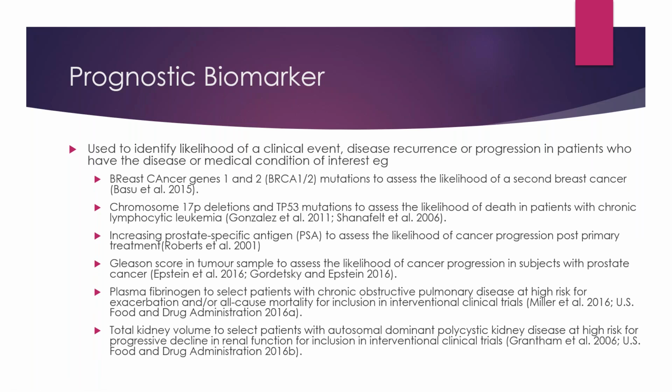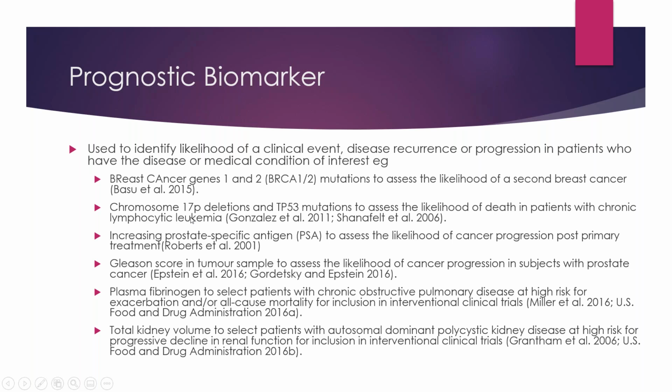Now, a prognostic biomarker is a marker which identifies the likelihood of a clinical event occurring in the patient over time. And that may be a disease recurrence or a disease progression event in patients who have the disease or the medical condition that is of interest. So examples of these include the breast cancer genes 1 and 2, BRCA1/2 mutations, which confer a likelihood of a second breast cancer among patients who have been treated for primary breast cancer in the past.